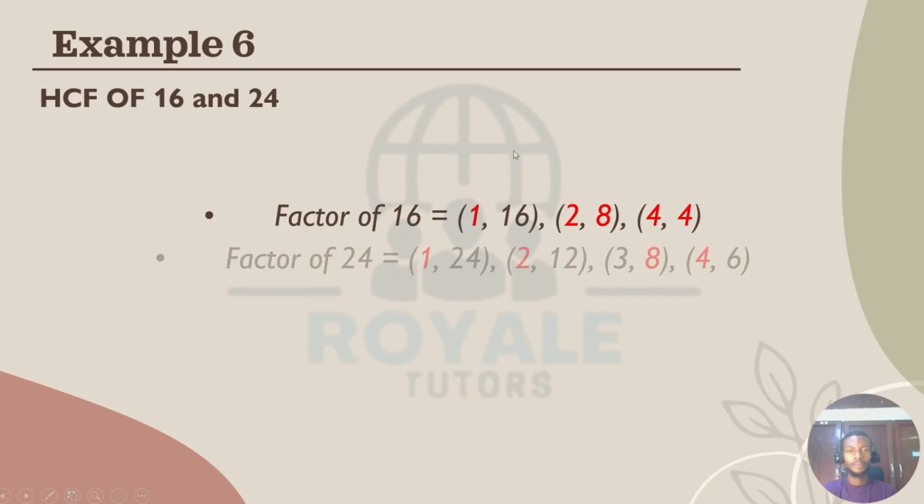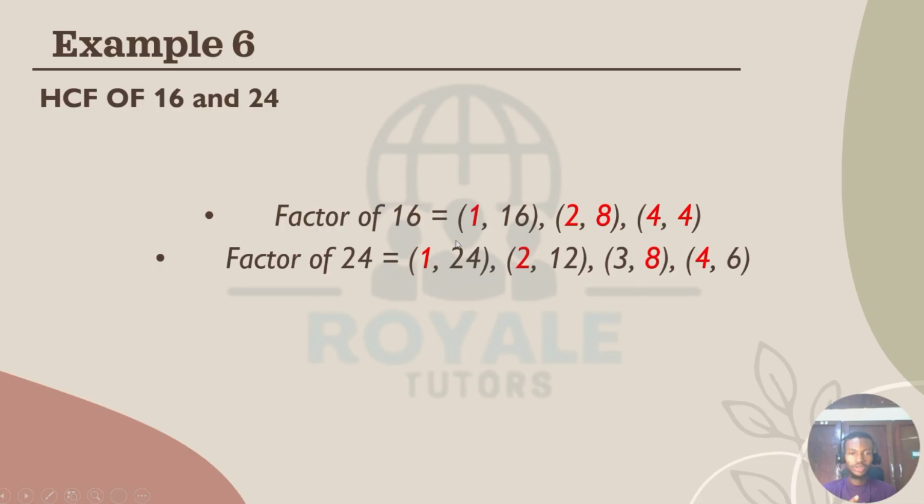So factors of 24, we have 1 times 24 to give 24. We have 2 times 12 to give 24. We have 3 times 8 to give 24. And we have 4 times 6 to give us 24.